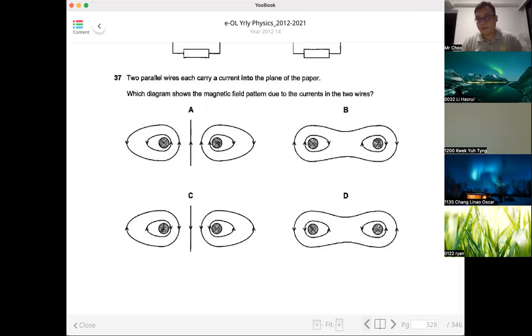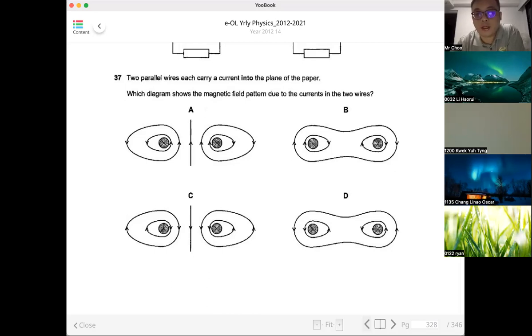Okay, Yuting, well done. Since it's the first question, I'll give you some clue. Use your right hand rule. Okay, Ryan, well done. Hao Ray, well done. Bei Kwan, right hand rule. Since the current is going into the paper, your thumb is going into the paper. Okay, Bei Kwan, well done.